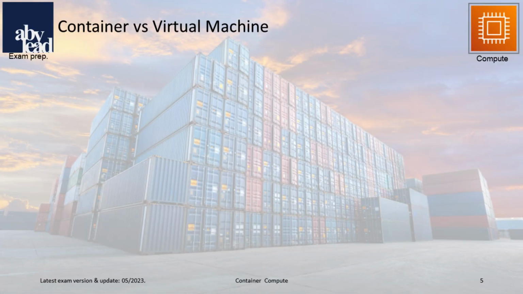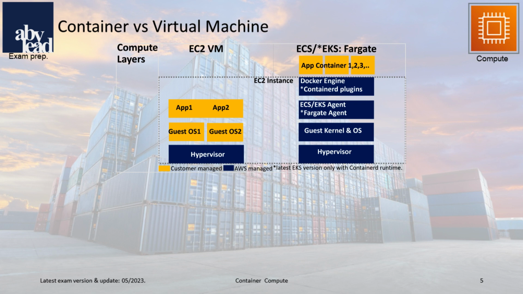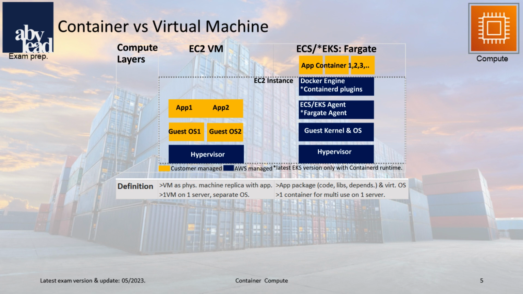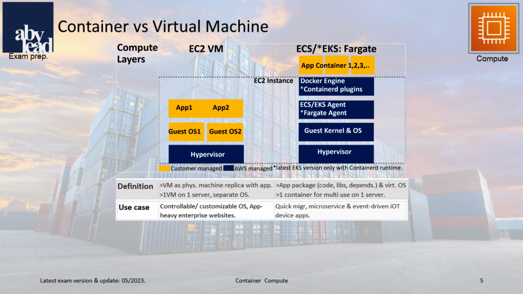With container services, you provide flexible app packages on compute servers. By comparing with the EC2 virtual machine, you can see the container's strengths. Containers are built to form medium-sized unified app packages with its OS to be used on any machine in the cloud or on-premises. Because of this, you can quickly migrate containers for microservice-based apps and event-driven IoT device apps.